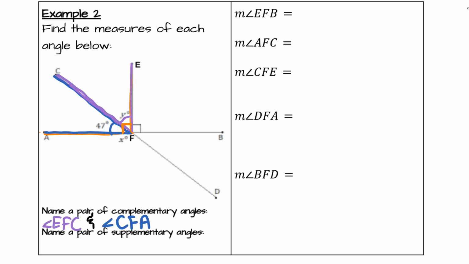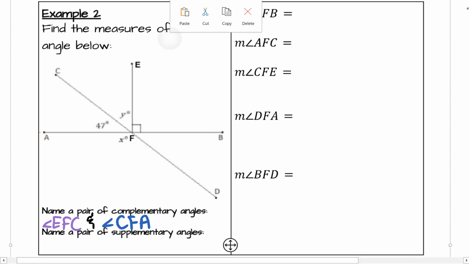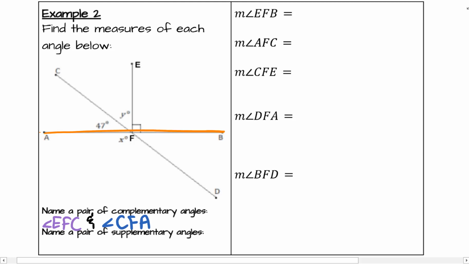Name a pair of supplementary angles. Supplementary means two angles that add to get you 180 degrees. Any two angles that make up a straight angle will be supplementary because a straight angle totals 180 degrees. So I have the option of this straight angle being made up of two separate angles. So these two are supplementary, angle BFD and angle AFD.